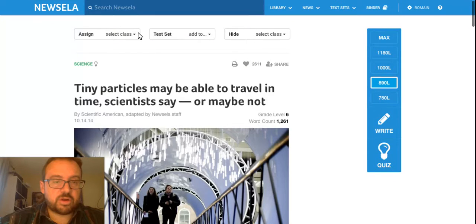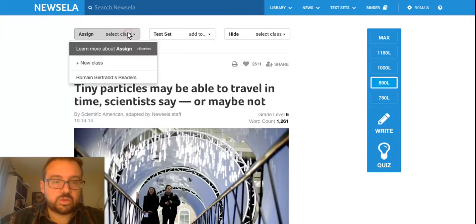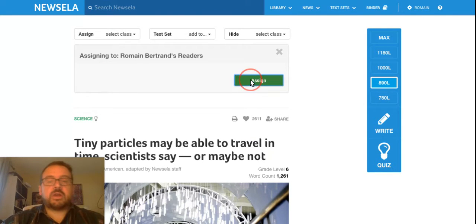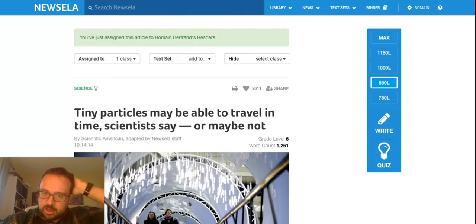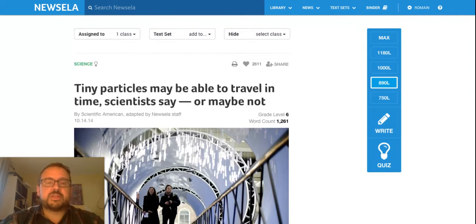Once you find an article that you like, then you can assign it to a specific class. And that's it. When they log in, then that day they would have to read that passage, write about it, and answer your question. And so it takes care of having the accountability piece and giving them answers to questions when they read.